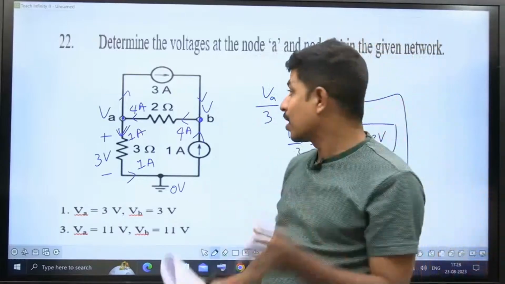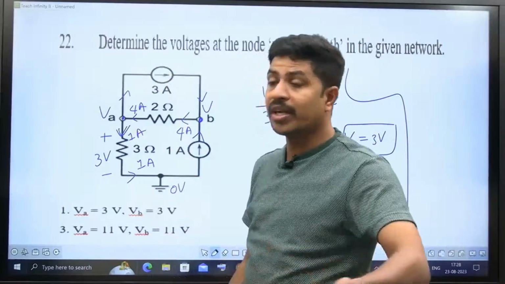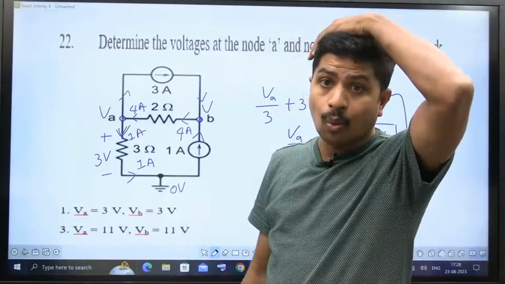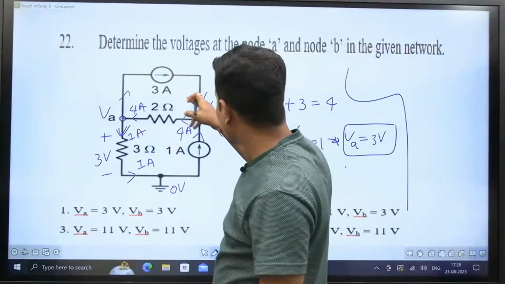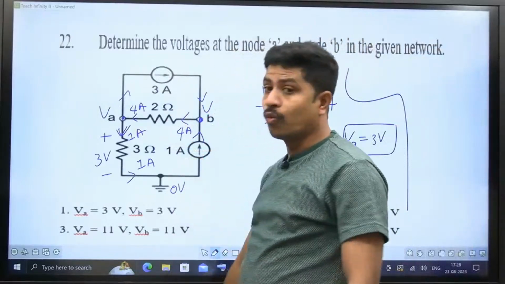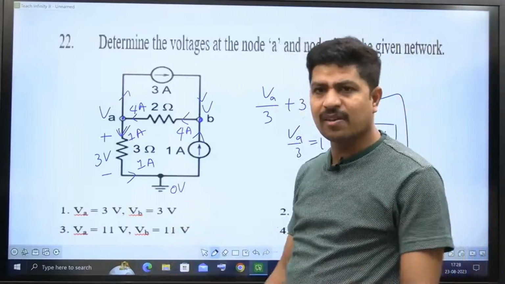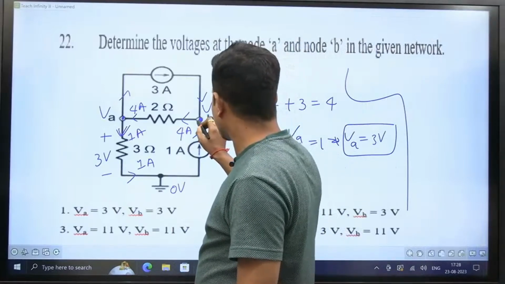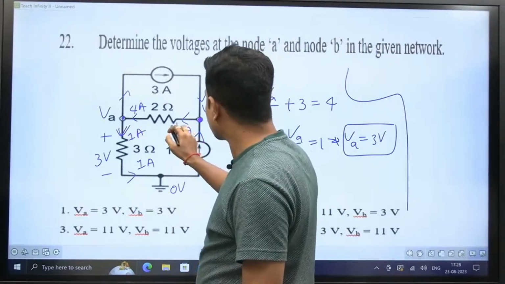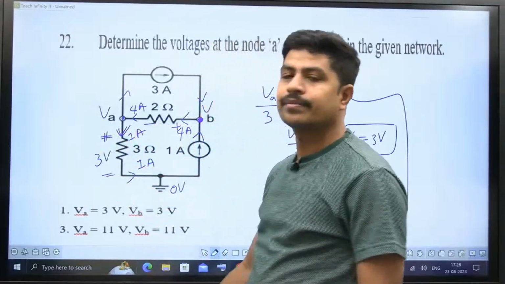Some people say, sir, on this side the current source is there, and on this side a current source is there. I am unable to write KVL, so then how to get the voltage? People feel that they are unable to see the closed path for writing KVL. So how to find it? It's very easy. If you want, you can do it with the help of KVL also, but it is not required. I want VB. Now this voltage VB is equal to this voltage plus this voltage, right?